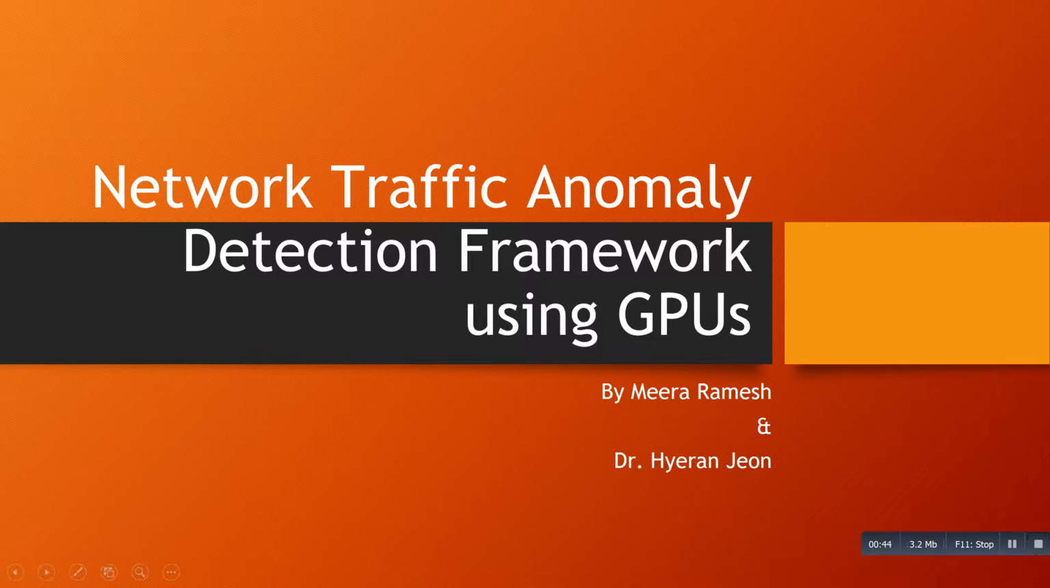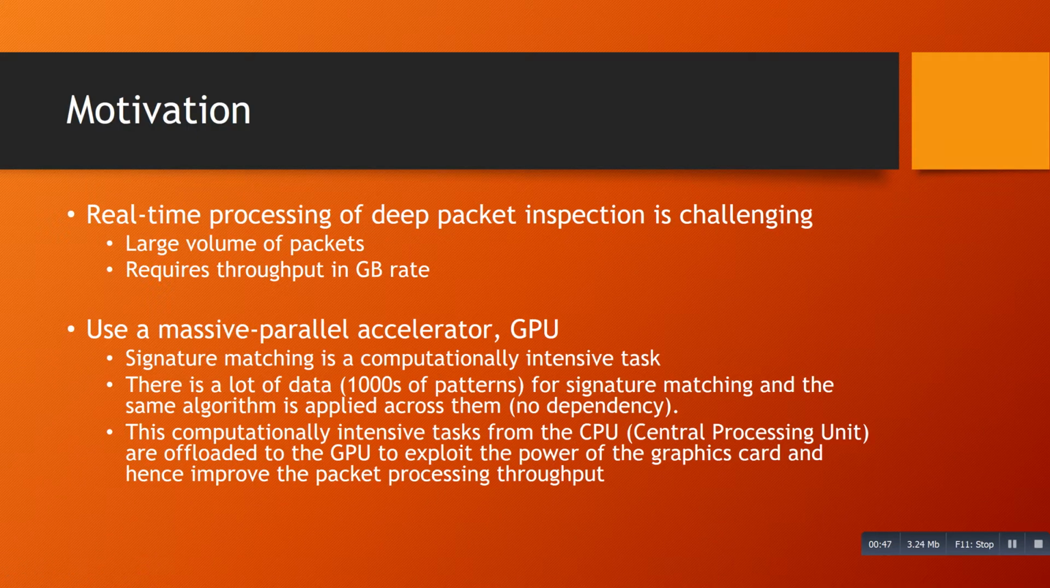So let's see what is the motivation behind this. The real-time processing of deep packet inspection is challenging. There is a large volume of packets and it requires throughput at gigabit rate. So we thought we could use the massively parallel accelerator, the GPU, to accomplish this task, because a deep packet inspection engine also includes signature matching. Signature matching is where we look if the payload of the packet contains malicious signature patterns.